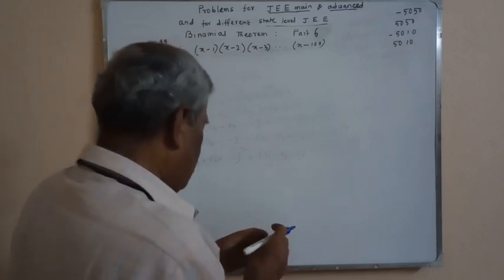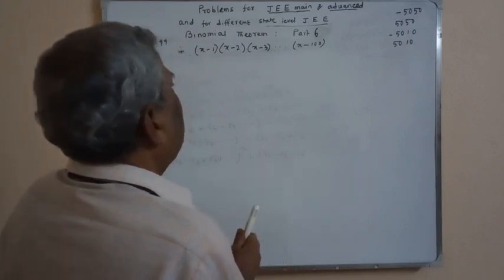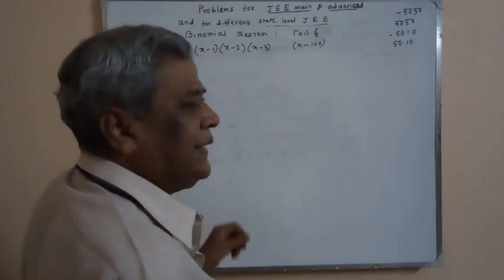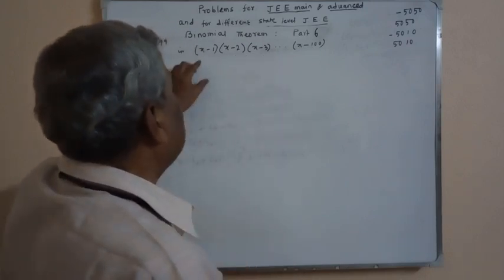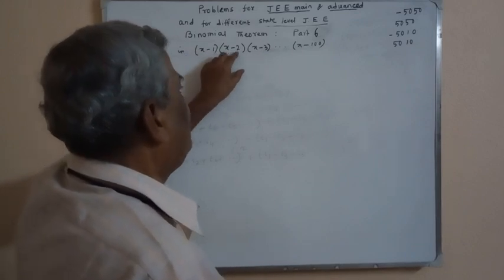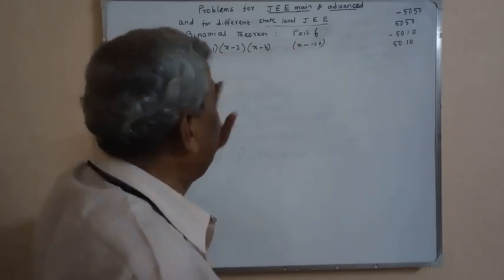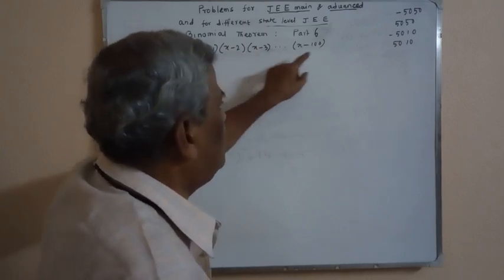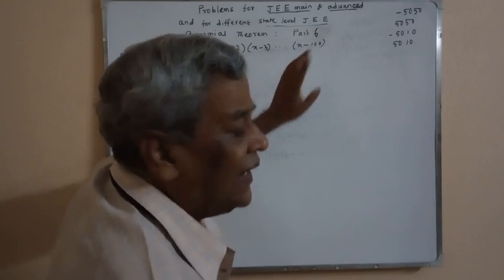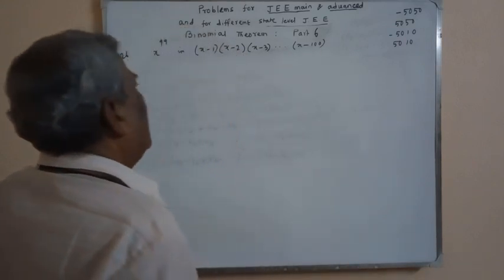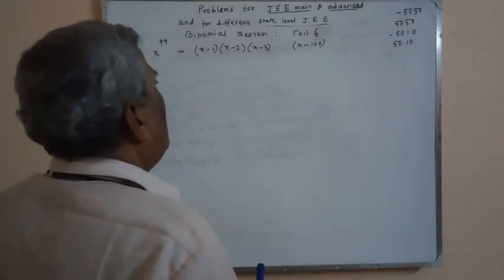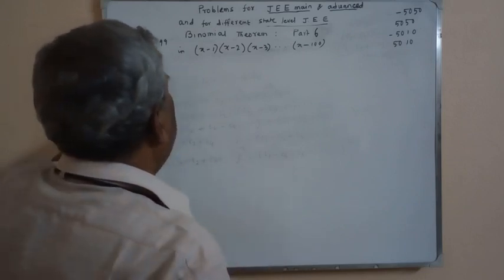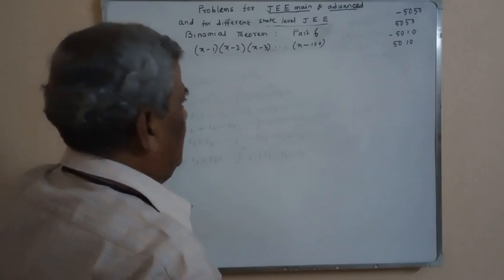The problem is very simple. There are 100 factors, each factor containing two terms, x minus something. There are 100 terms because this corresponds to 1, this corresponds to 2, this corresponds to 100. Now, we have to find the coefficient of x to the power 99.